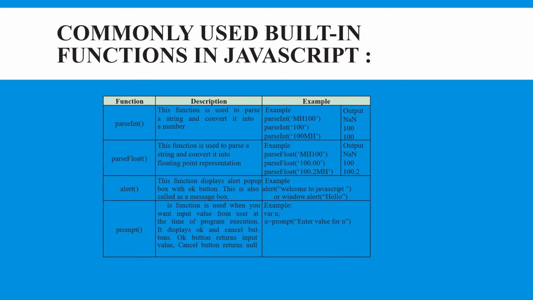For example, n = prompt("Enter the value for n"), where it will ask you to enter the value for the n variable. p = prompt("Enter area of in the form of p"). So it will print "Enter the area in the form of p" and it accesses the value for the p variable. So the prompt function is used to access the value for the variable, with OK and Cancel buttons.